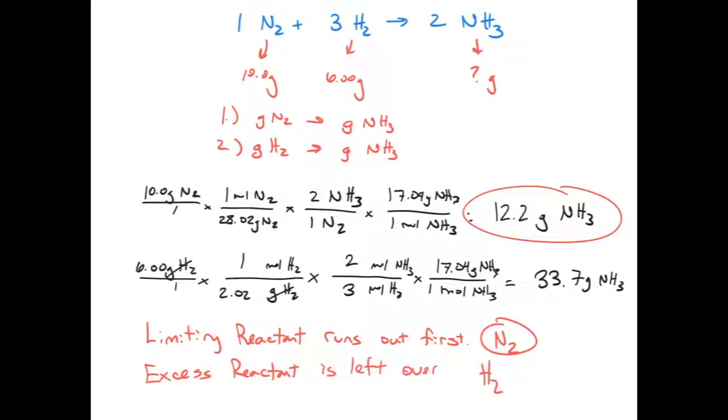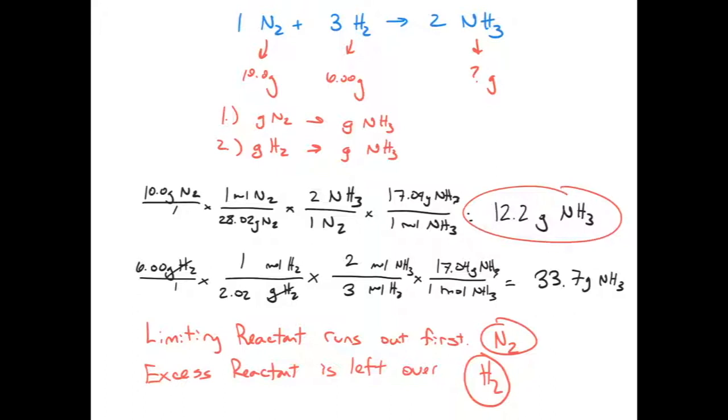So if I ask you to identify the limiting reactant and the excess reactant, you got to go back to the beginning of the problem and decide which of the reactants runs out first. The one that produces the less amount is the limiting, and the one that produces the greater amount is the excess, and the lesser amount is the answer.